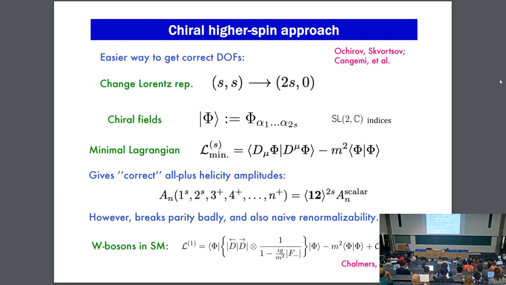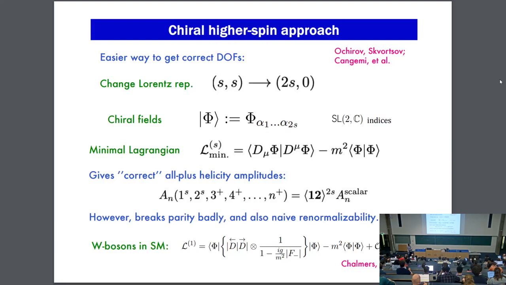So this was actually done in a paper by Ponomarev and Skvortsov, and they were actually using some results from Chalmers and Siegel, which are quite old. But here's actually how the minimal Lagrangian looks like, and it's actually much simpler now. So now you have exactly the right degrees of freedom, because once you go to this frame, there's actually no redundant degrees of freedom.